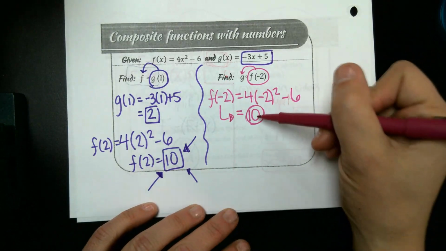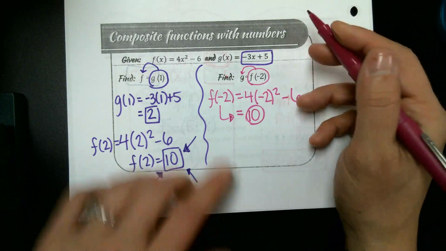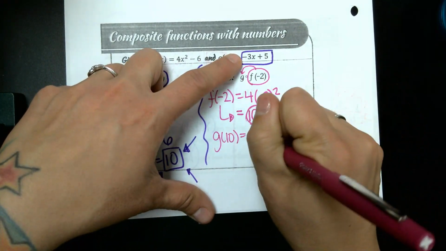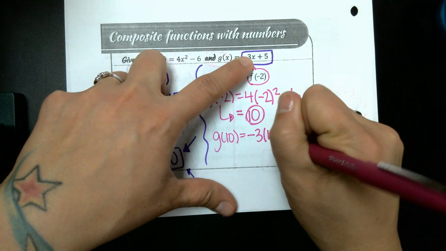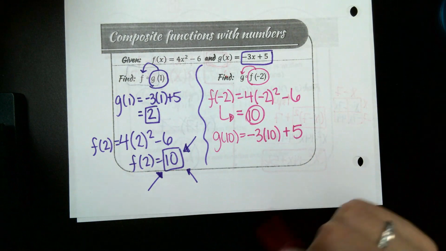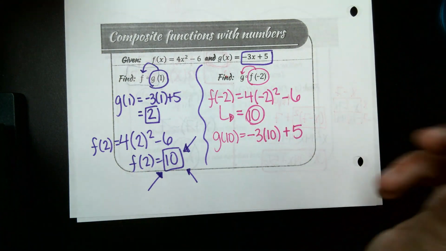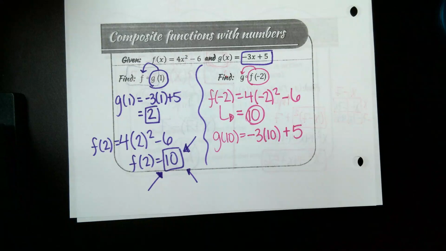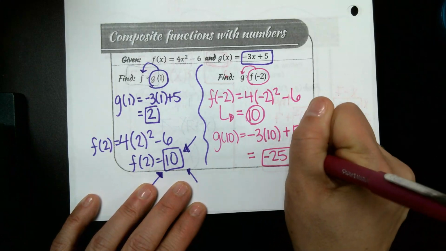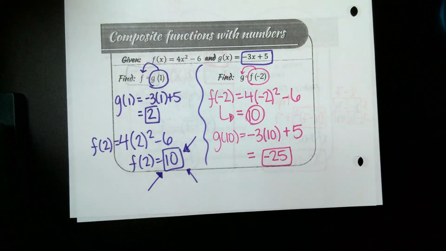And they want us to take that answer and plug it into G. So now I'm going to find G of 10. I'm going to take negative 3, plug in a 10 where the x is, and then add 5. So what is negative 3 times 10? Negative 30. Plus 5. Negative 25. And that's the end of your first lesson.